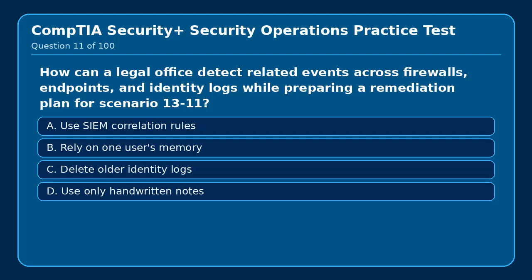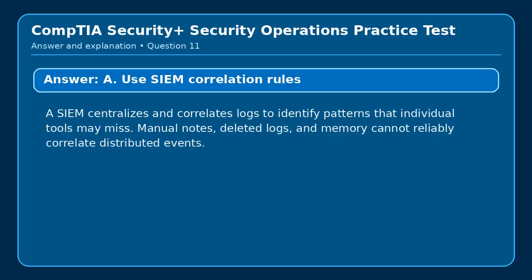Take a moment to choose your answer. The answer is A. Use SIEM correlation rules. SIEM centralizes and correlates logs to identify patterns that individual tools may miss. Manual notes, deleted logs, and memory cannot reliably correlate distributed events.